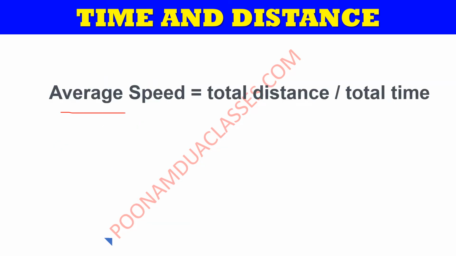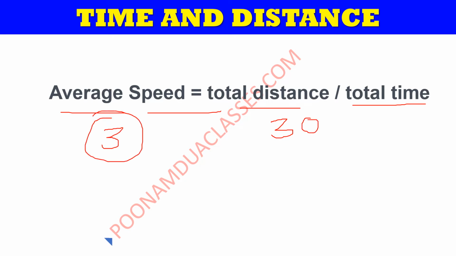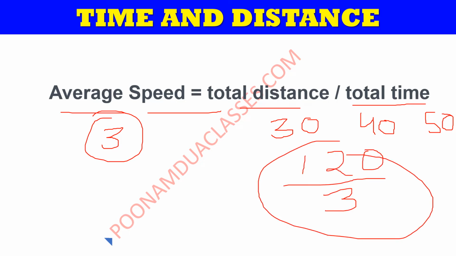Next thing that we need to understand here is average speed, which is total distance upon total time. Let us understand the concept. You covered some distance in 3 hours. During the first hour you covered 30 kilometers, then during the next hour you covered 40 kilometers, then you covered 50 kilometers. In total these are 120 kilometers and you took 3 hours to cover, so average speed will be 40 kilometers per hour.